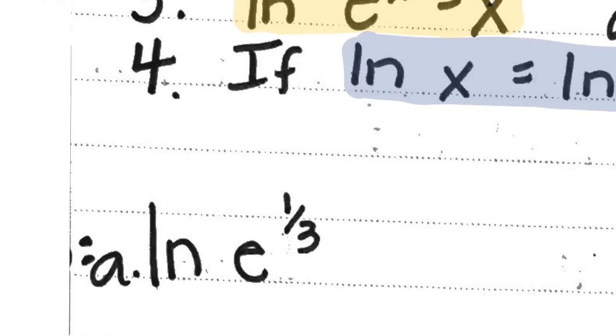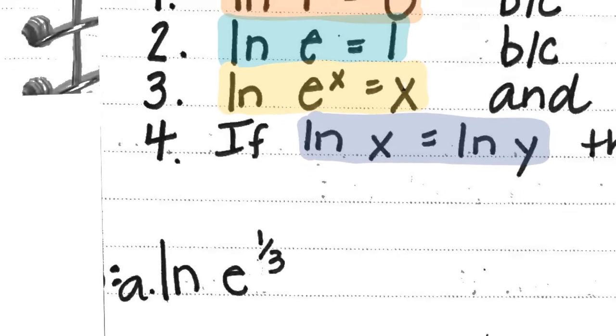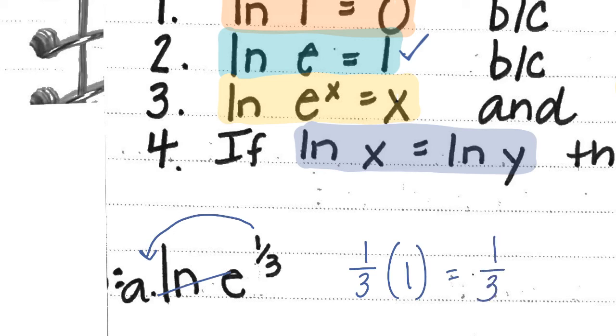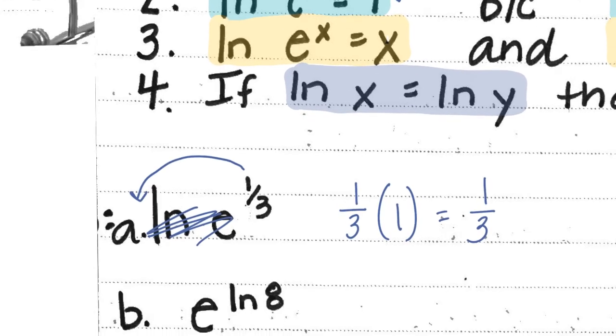The first one: anytime I see ln and e together, that's equal to 1. One of the properties tells us that anytime you have an exponent, you're going to fly it to the front. So this is literally saying 1/3 times 1. What's that equal to? That's equal to 1/3. Now, you'll get used to just canceling that out. You can also put it in a calculator, and you'll be fine.